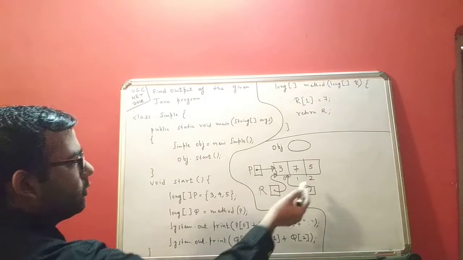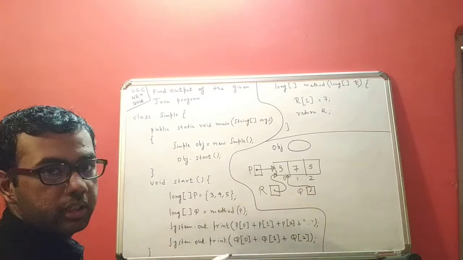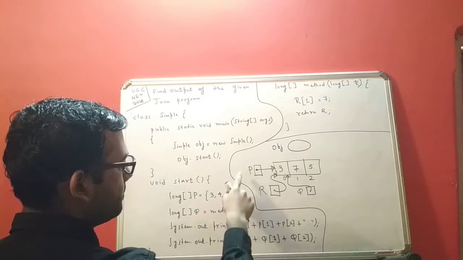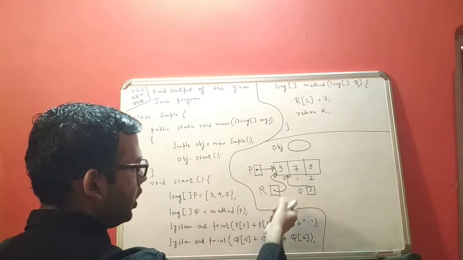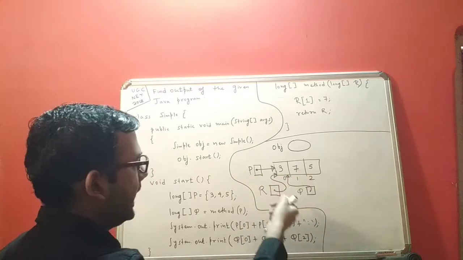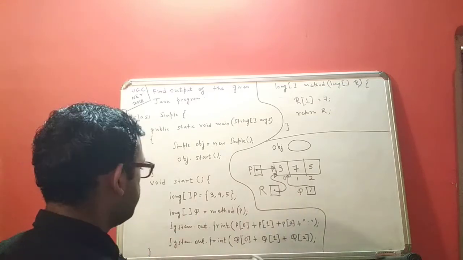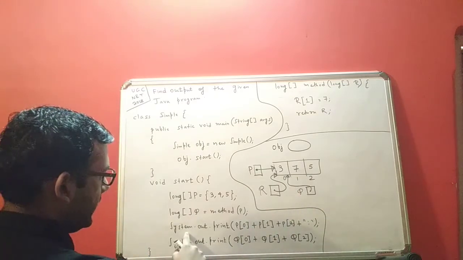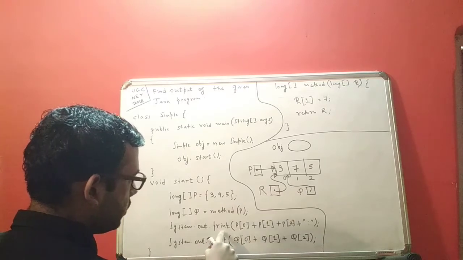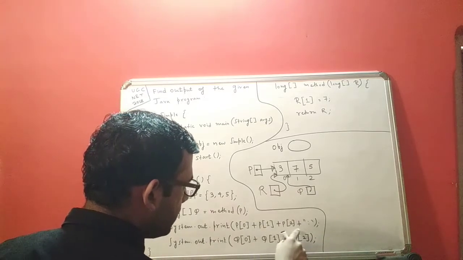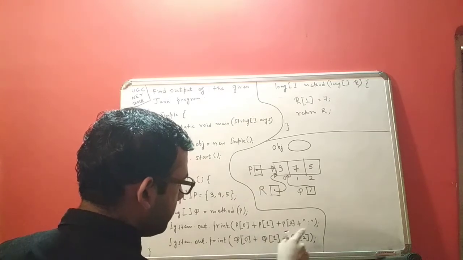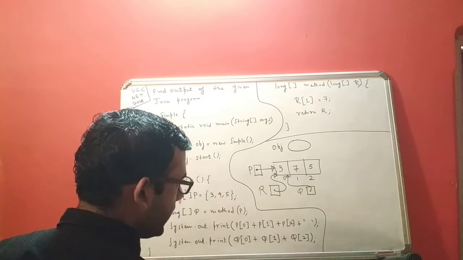So now we have one array being referred to by 3 reference variables, P, Q, and R. So any changes that I want to bring about on this array can be done through any of these reference variables. Now see, we have a print statement, System.out.print P of 0. Now you have a number of array indexing operations being performed here, along with a concatenation at the end.